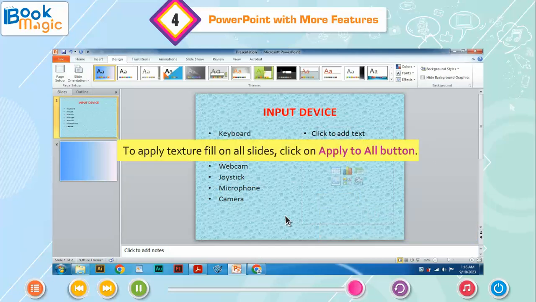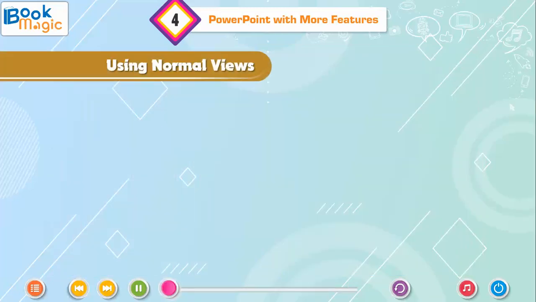To apply texture fill on all slides, click on Apply to All. Custom image fill background.